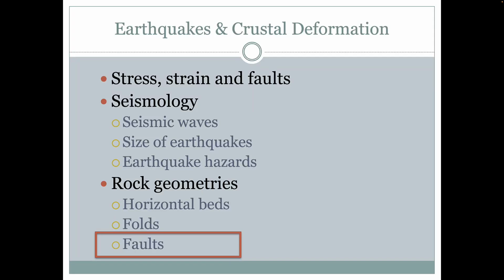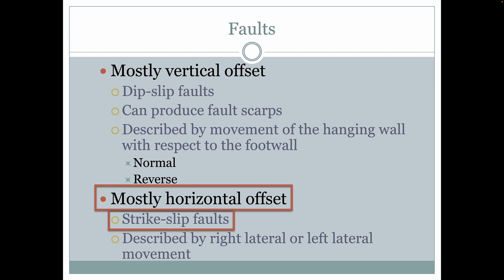Let's talk about another type of fault. And as a reminder, faults are brittle crustal deformation. Things get broken as opposed to bent. Let's talk about the type of faults that have mostly horizontal offset along them. We call these types of faults strike-slip faults. And of course, a famous example is the San Andreas Fault in California.